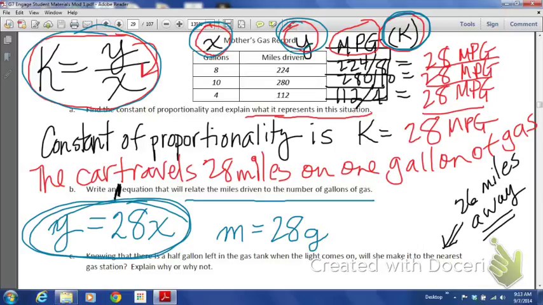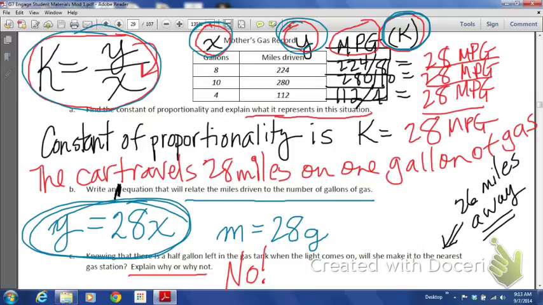Okay. So now question C asks us, knowing that there is a half-gallon left in the gas tank when the light comes on, which again is not very realistic, will she make it to the nearest gas station? Explain why or why not. And again, paying a lot of attention to this idea of explaining yourself. And the answer is no. Hopefully you got that answer. No, she will not make it.